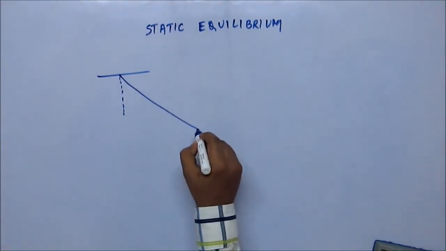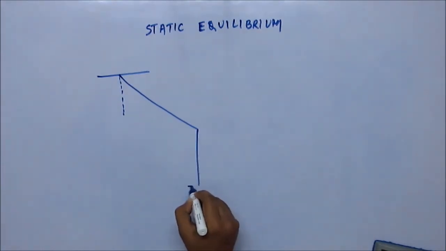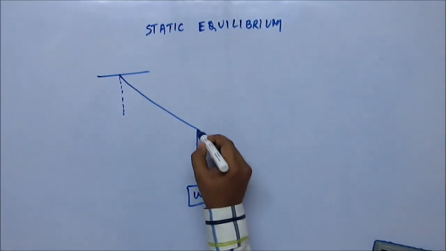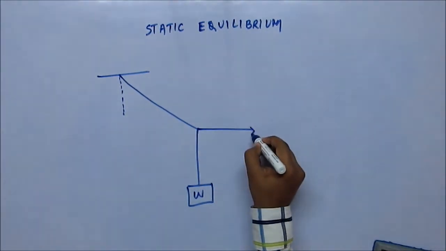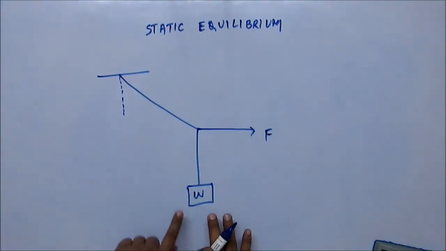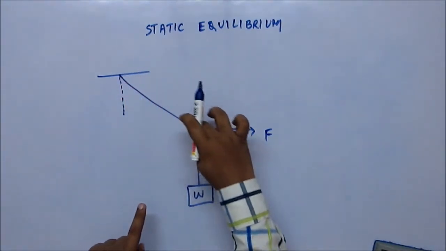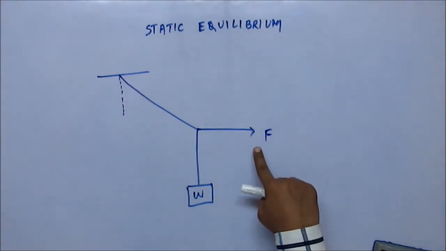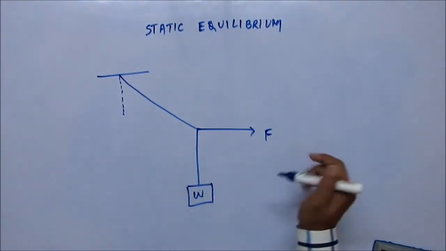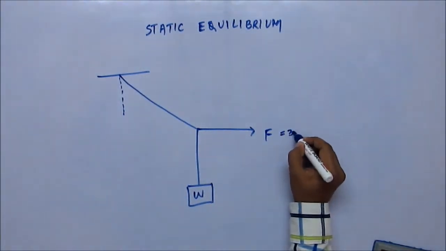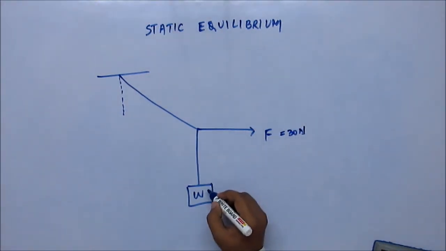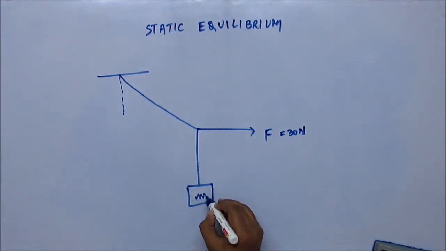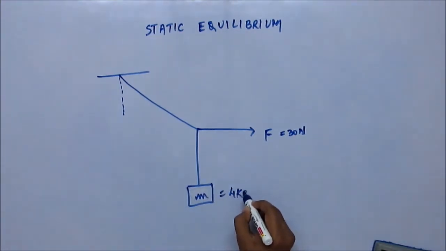Suppose we have an arrangement like this. Now this is a single string, and it was, suppose, hung vertically, and then we plucked the string with some force and we kept it in this position. Now the force is given as 30 Newton, and this time I'm giving you the mass. The mass is 4 kg.